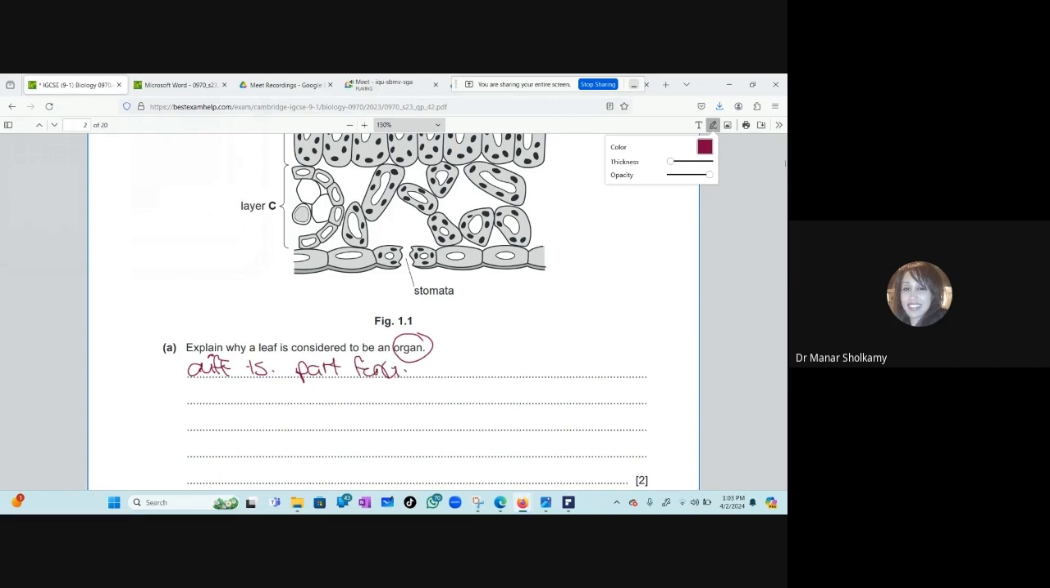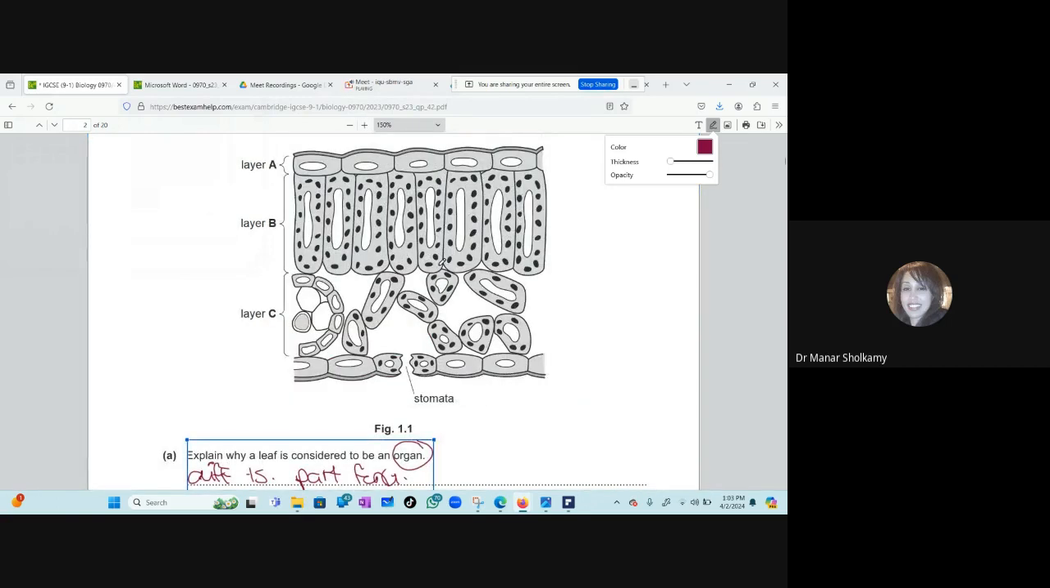Now let's look at the leaf. What are the different tissues that make up the leaf? What is this? Upper epidermis. Yes, so the epidermis is one tissue. And what is this? Palisade mesophyll. Yes, correct. And this is another tissue. So this is the mesophyll tissue. And what is this? Spongy. This is the spongy mesophyll, correct?